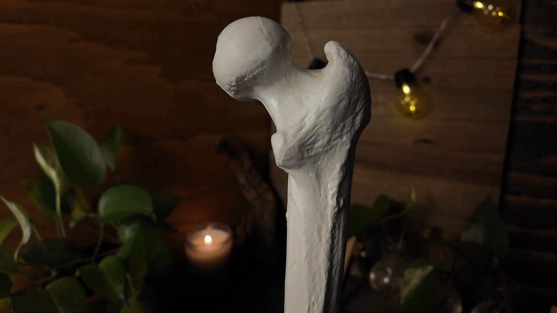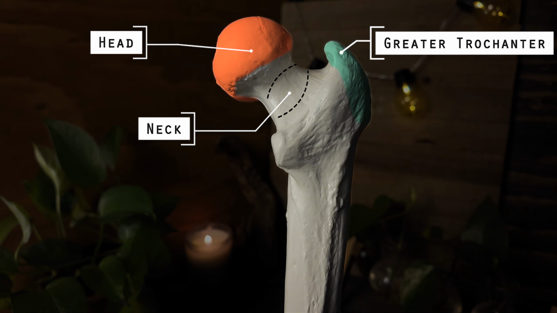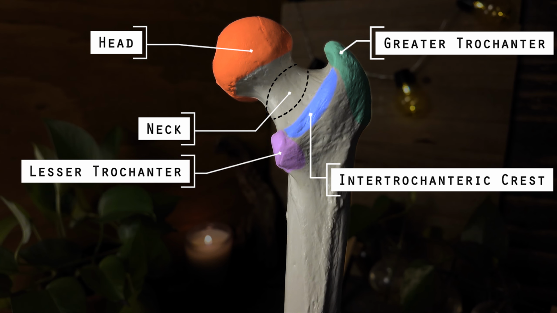Now moving on to the posterior view of the femur, we can see the same structures that we saw before. And instead of the intertrochanteric line that we saw from the anterior view, we have the intertrochanteric crest. It is a bulgy ridge connecting the greater trochanter with the lesser and can only be seen from the posterior view. It is also important to note that we can see the lesser trochanter from this view here.